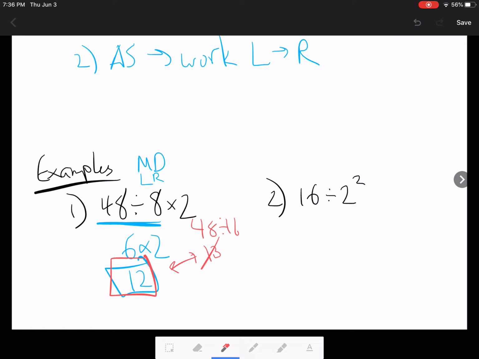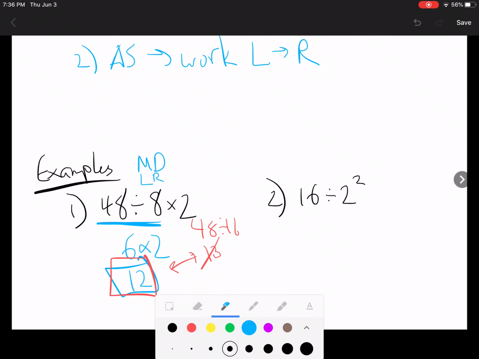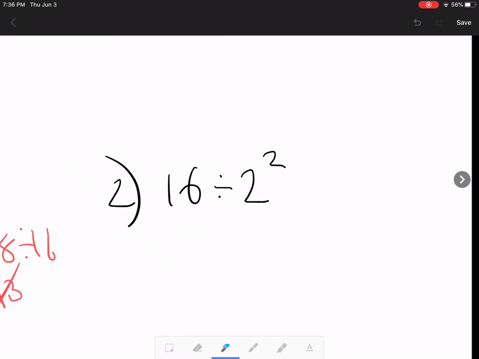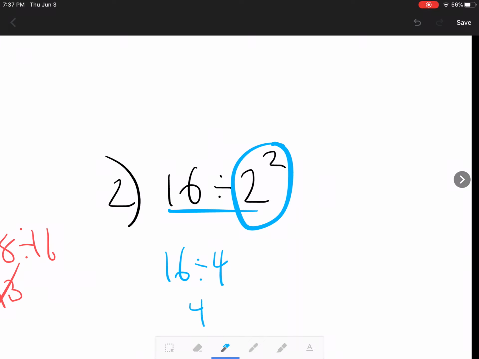All right, now let's take a look at some other common mistakes that students make. Sometimes the more advanced, or the first operations are at the back end of the expression. Some students are going to see this and think, I have to do 16 divided by 2, and then I'm going to square that. That's not the case. What you're going to do is 2 squared first. So we'll have 16 divided by 4, which is 4.